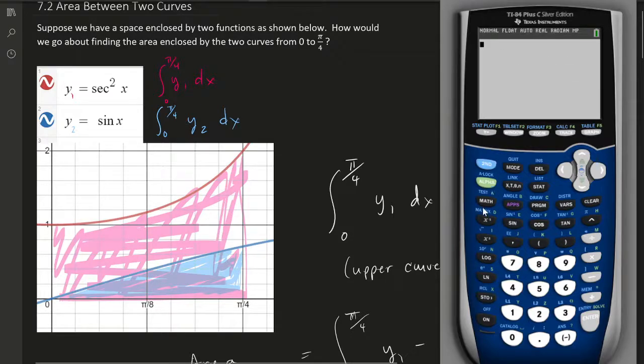Basically what I can do is math 9, type in my limits of integration, 0 to pi over 4, and then using the alpha trace button, I can recall y1. Just make sure that you remember which one is labeled, minus alpha trace, and then y2, and then dx. I can just type them in like this and get my answer. 0.707 is the area between those two curves.